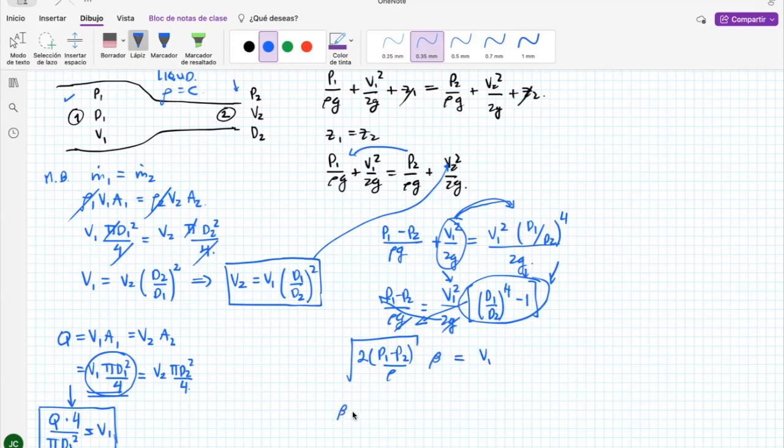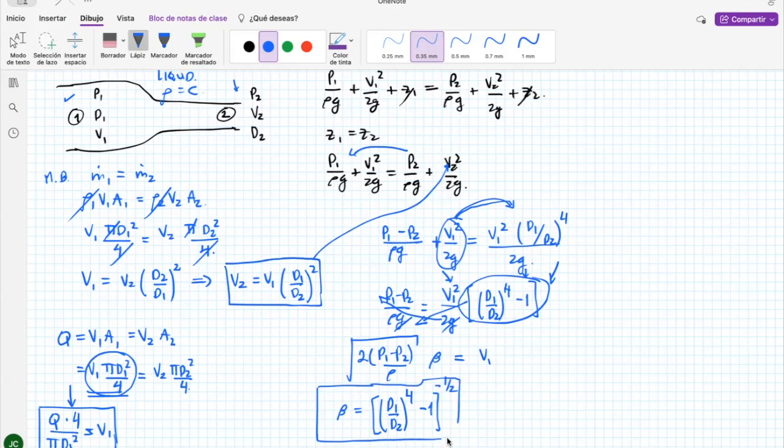So take a look. Beta should be equal to, hopefully I'm gonna do this right, it was this: D1 divided by D2 to the fourth, minus 1. So I passed it down, so it's gonna be a minus. It's gonna be in the denominator, and I square root that. Therefore, it should be like this. So this is the definition of beta.